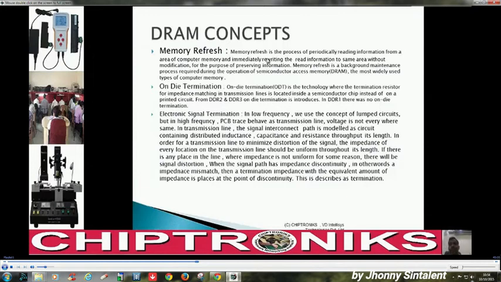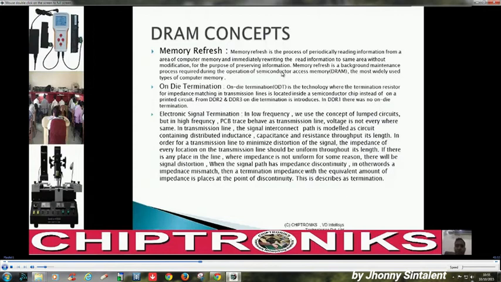So in order to prevent the data corruption, what is important is memory refresh. Memory refresh is very basic and inherent in any kind of RAM. That is, memory refresh is the process of periodically reading information from an area of computer memory and immediately rewriting the read information to the same area without modification for the purpose of preserving information. That is why RAM always requires memory refresh, in order to prevent data loss, right?